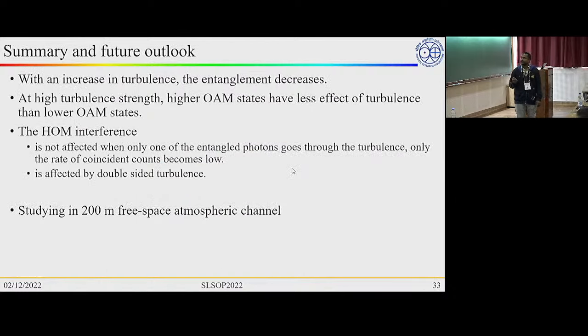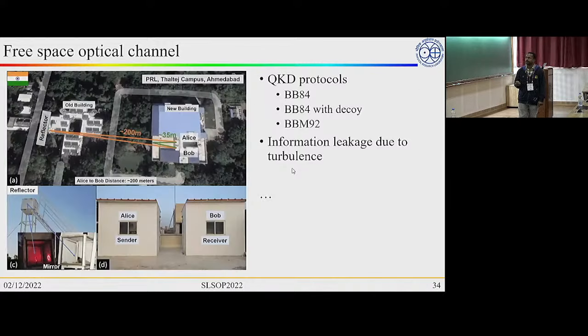In summary, we saw that if you increase the turbulence, entanglement decreases. If you have one-sided turbulence, the Hong-Ou-Mandel visibility remains the same. If it is two-sided turbulence, the Hong-Ou-Mandel visibility goes down. Coming to the future outlook, we have a 200-meter free space optical channel on the Thaltej campus. We have these two buildings, and these are the two cabins that we have built.